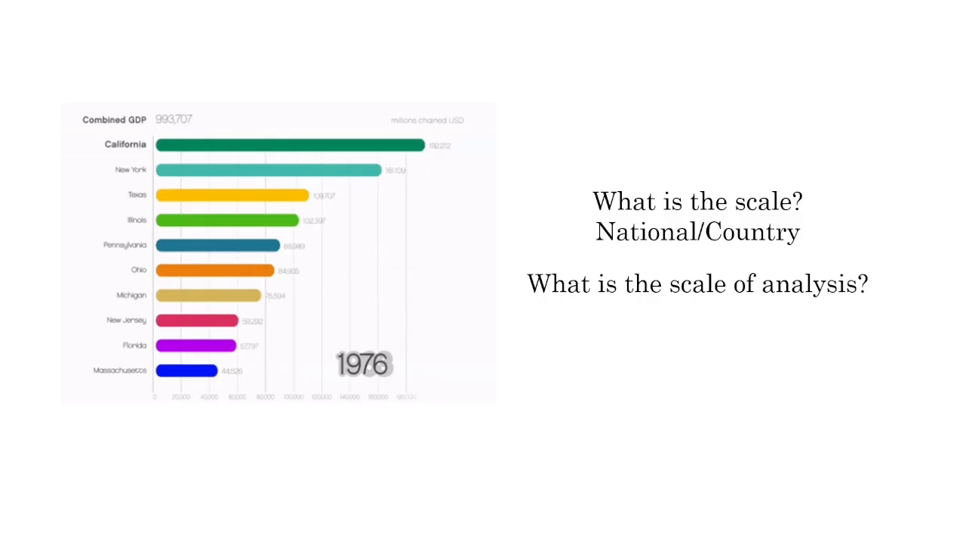And then the scale of analysis. It looks like we're just comparing data between states, nothing more specific than that. So the scale of analysis is state, or you could say subnational. Sub means below. So if it's below national, it means below the country, smaller than the country, like New York is smaller than the United States.